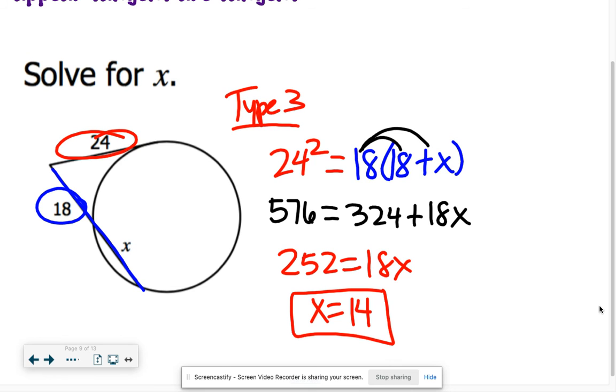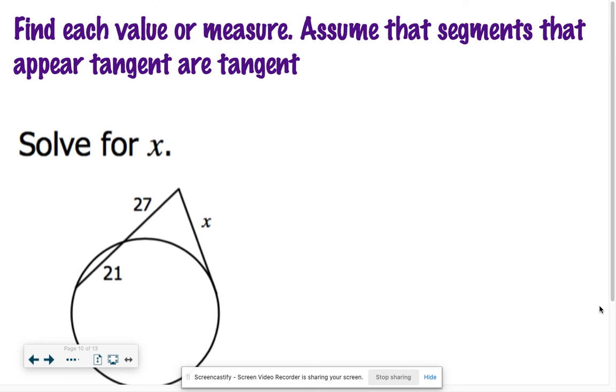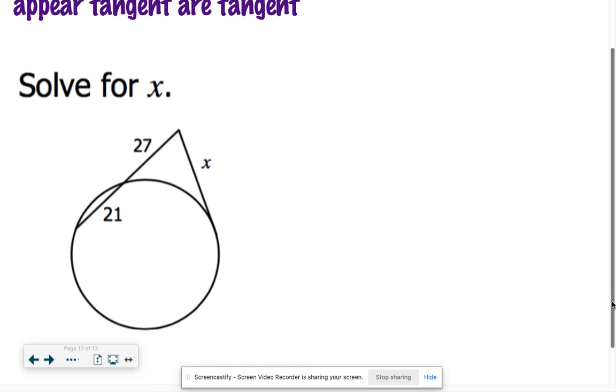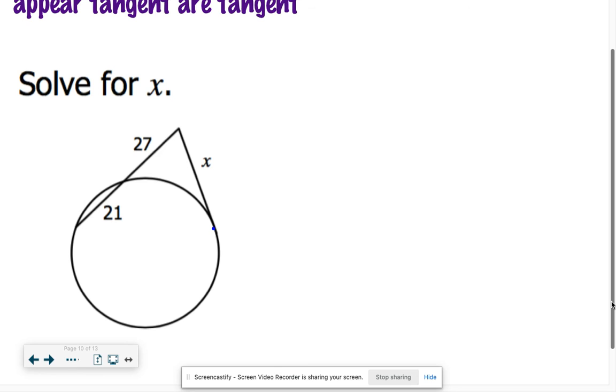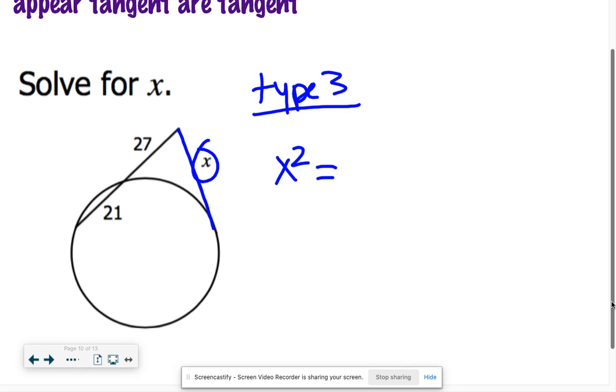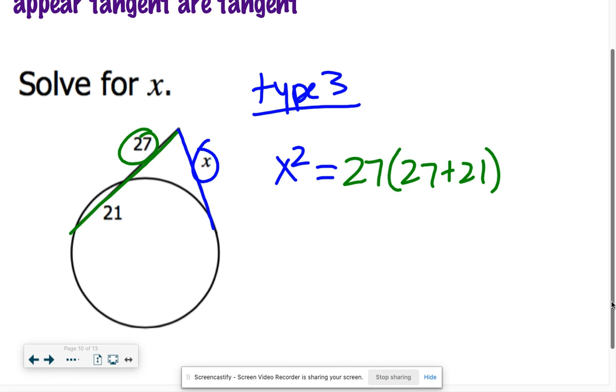Okay, and one more to finish it off. Solve for x. So same thing here. We have our piece of our tangent. So, type 3. So take your part of the tangent, square it. Set it equal to the chunk of your secant that's on the outside, 27, times the length of the whole secant, 27 plus 21. And now we algebra our way out of it.